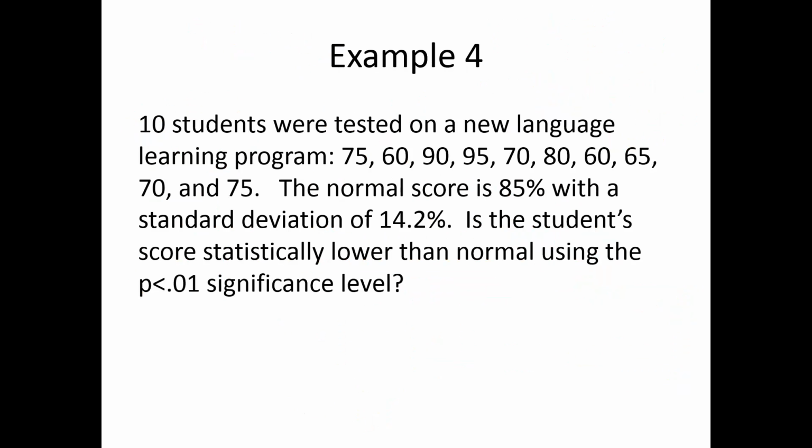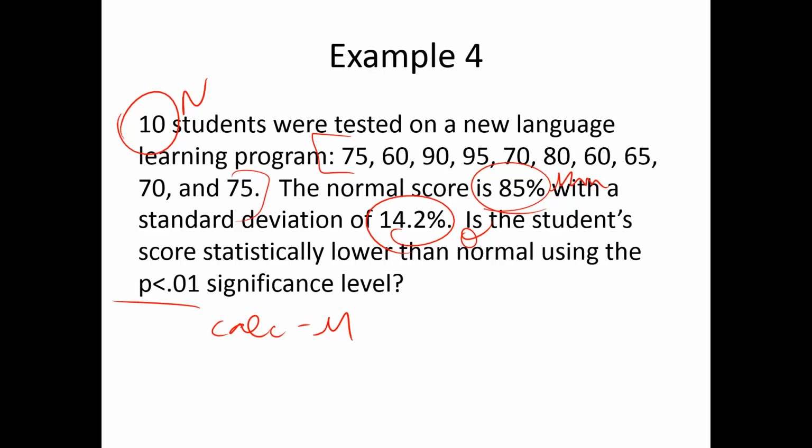Okay, last example. So we've got 10 students, that's N. We're tested with this new language program, so we got all the numbers, so we're going to have to calculate M, the sample mean. The normal score is 85%, that's the population mean, and the standard deviation is 14%, and we're going to use 0.01. Now these are percentages, don't let that confuse you. I know z-scores are in percentages, but just leave them as percents because we're talking about average scores on an exam or something.